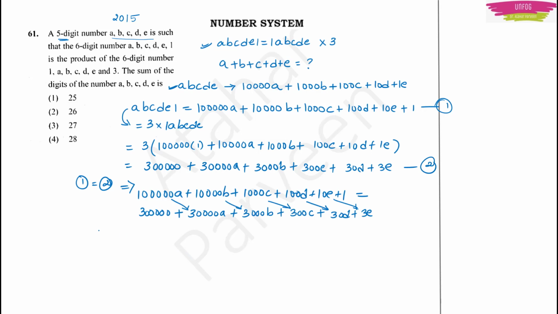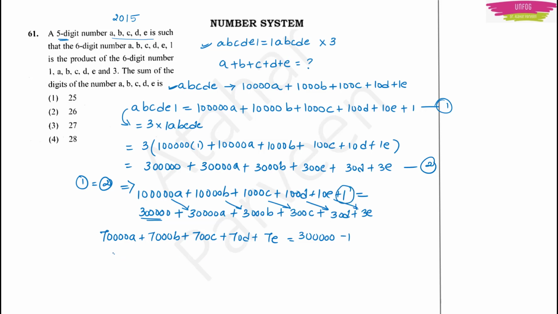So if you subtract, you will get 7 followed by 4 zeros into A, plus 7 followed by 3 zeros into B, plus 700 into C, plus 70 into D, plus 7E. This will be equal to 3 followed by 5 zeros minus 1; I am keeping the number in the right hand side and sending the left hand side number there.